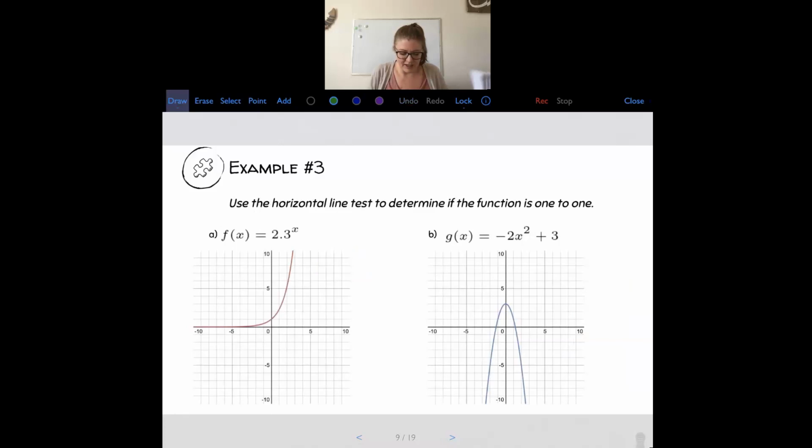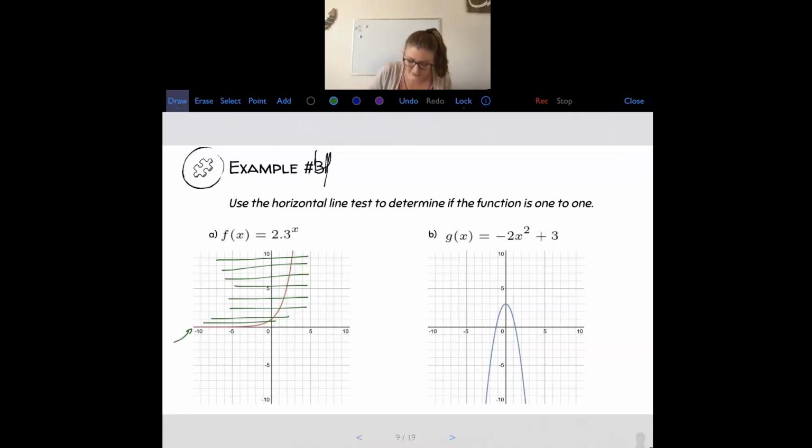Okay, example 3, oops, this should say 4. Use the horizontal line test to determine if the function is one-to-one. So in this case, the graph of each function is given to us. So in part A, we have f of x is equal to 2.3 raised to the x power. If we draw our horizontal lines, it's intersecting the graph only one time.